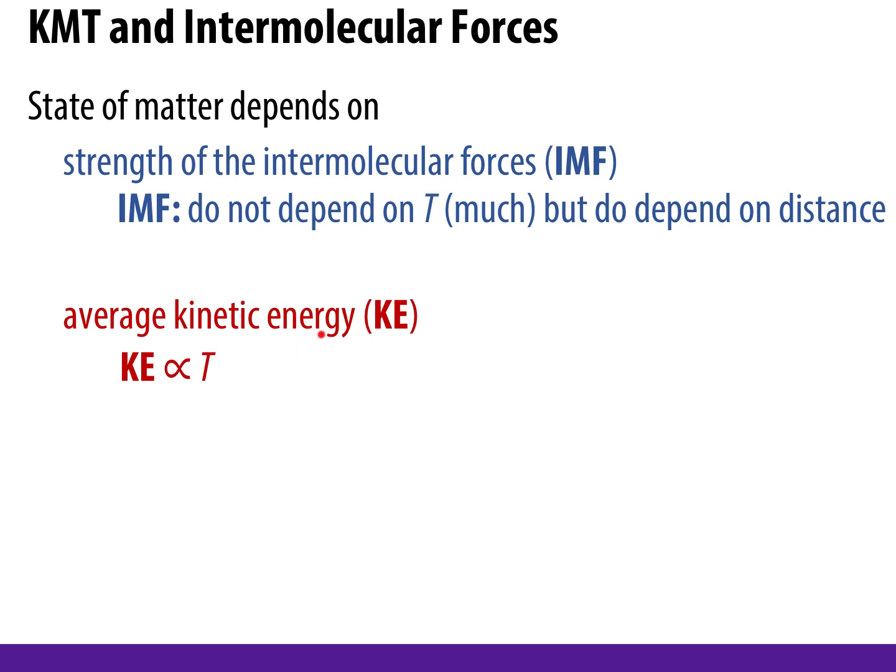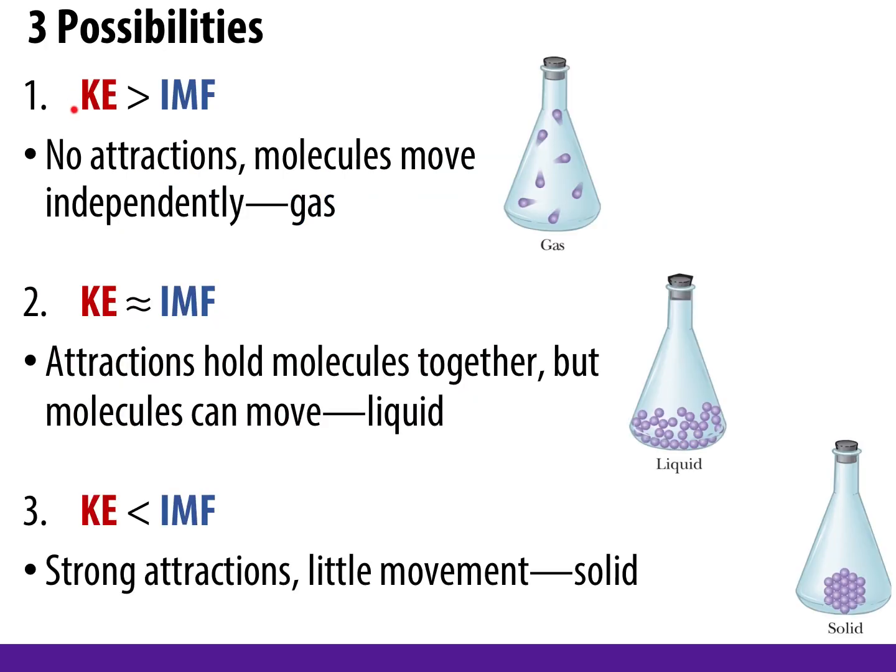Now, average kinetic energy is the other factor. That just depends on temperature. So there's this trade-off between the kinetic energy of the particles, that we can increase by increasing temperature, and the strength of their intermolecular forces. If the kinetic energy of the particles, the temperature, is greater than the intermolecular forces, then we get the gas state. If it's similar to the strength of those intermolecular forces, we're in the liquid state. And if we have a small amount of kinetic energy compared to the strength of those intermolecular forces, we end up in the solid state.